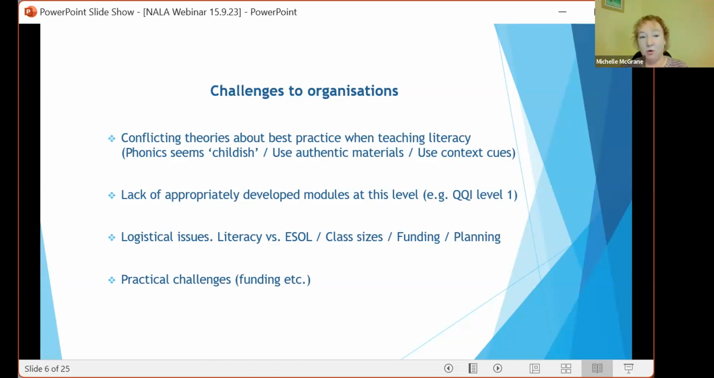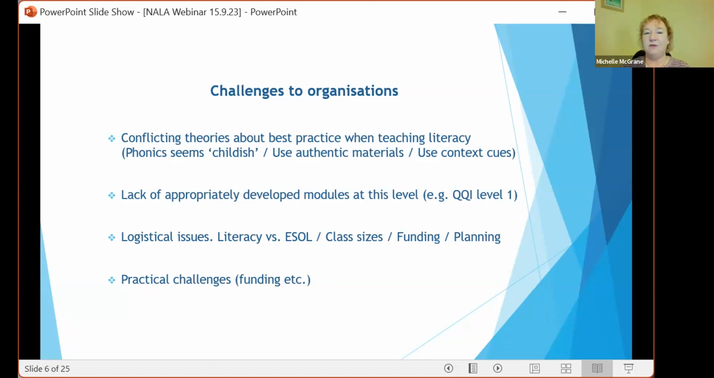Jolly Phonics is a great program, but it's clearly designed for children. There's no reason in the world why phonics cannot be taught to adults in an adult appropriate way. And I will be showing you some materials which will hopefully explain that a little bit more.